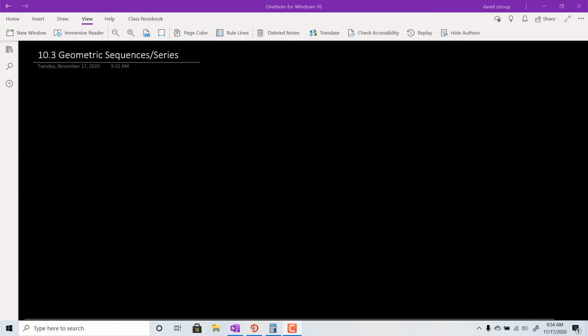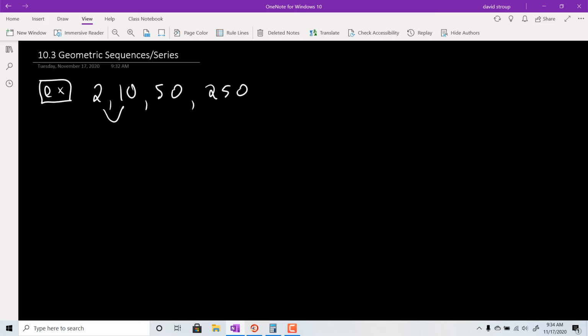Hey, welcome back. This is 10.3, the last section in college algebra, geometric sequences and series. So a geometric sequence is just another type of particular sequence. This one is built by, well, let me see if you can guess. So our first term is, let's say, 2, and then 10, and then 50, and then what's our next term? 250, right? So what am I doing each time? This time, I'm multiplying by 5.